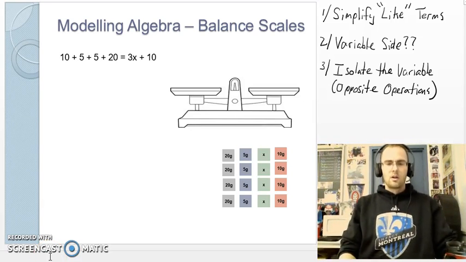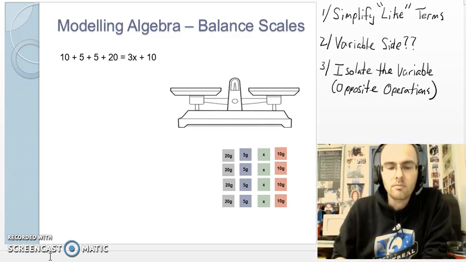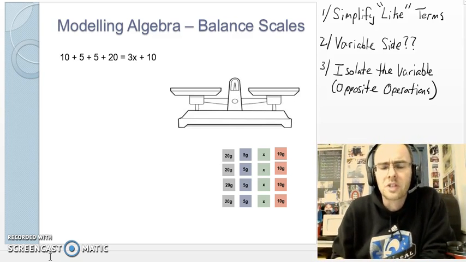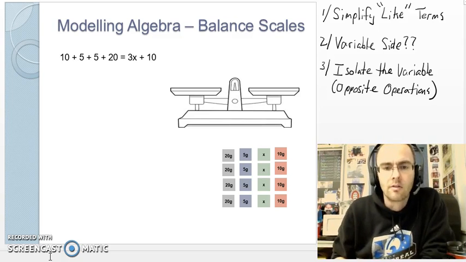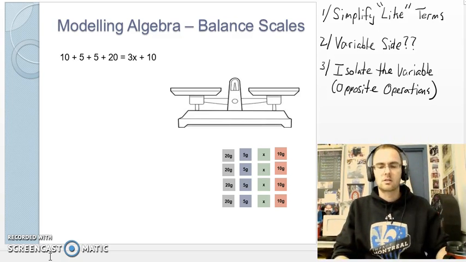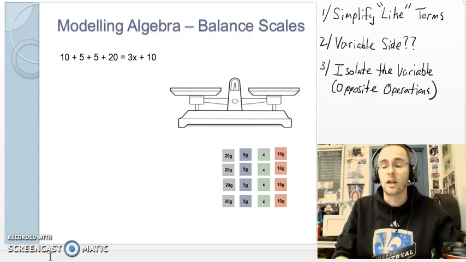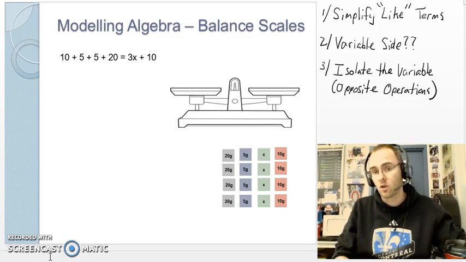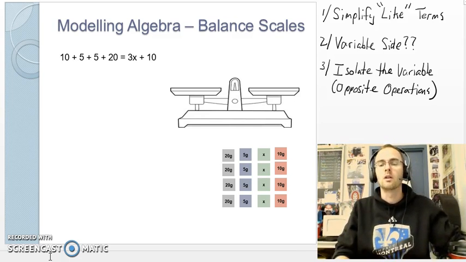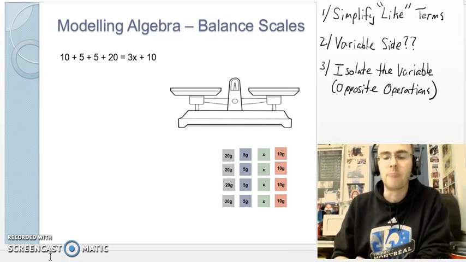All right. We are going to go over some algebra. I love algebra. And how we're going to do that today is, well, we're just going to model algebra at the same time as solving algebra the traditional way as well. But I want to model it using a balanced scale.